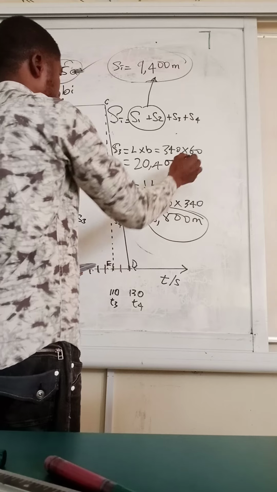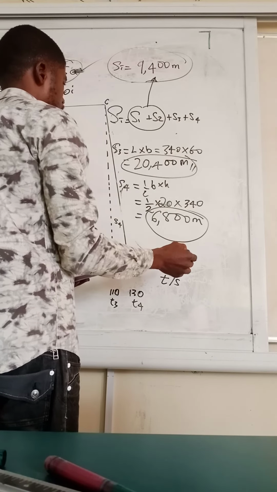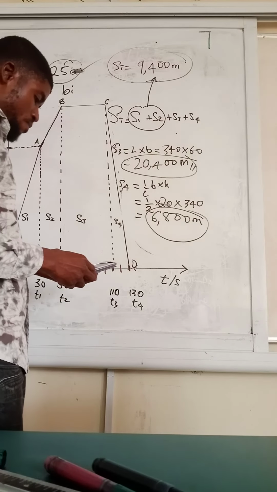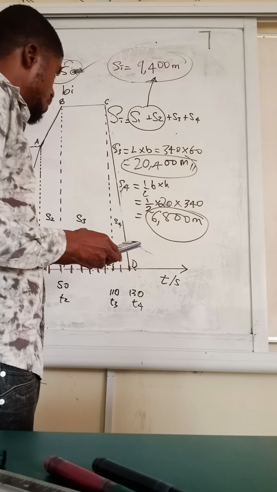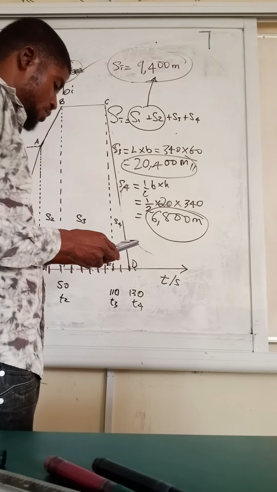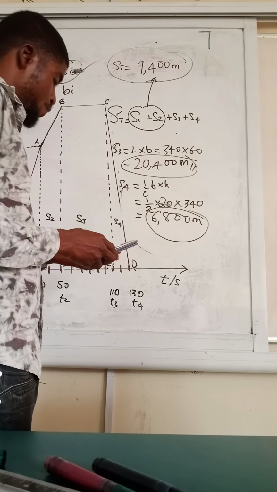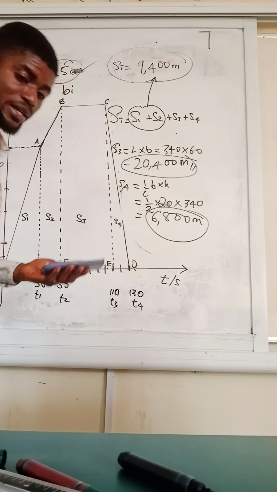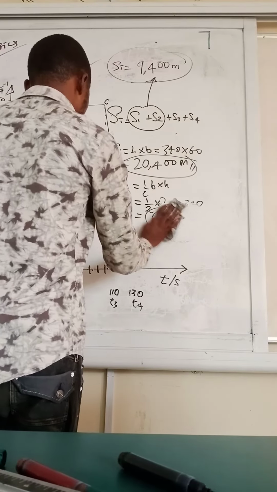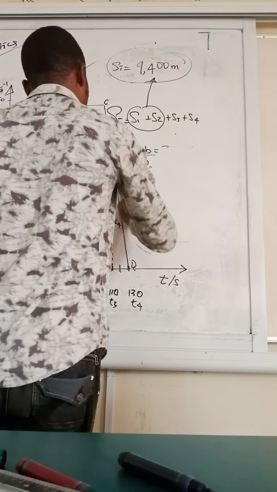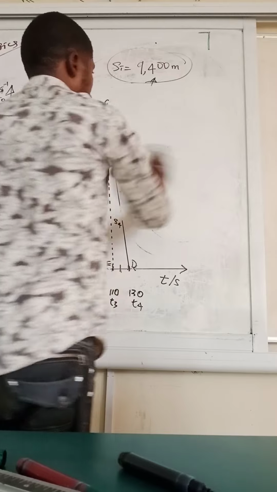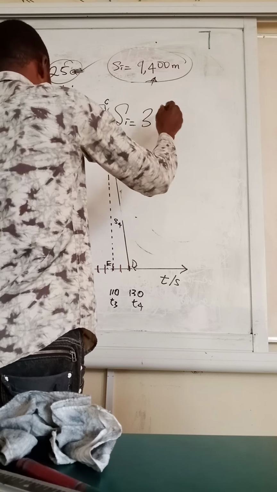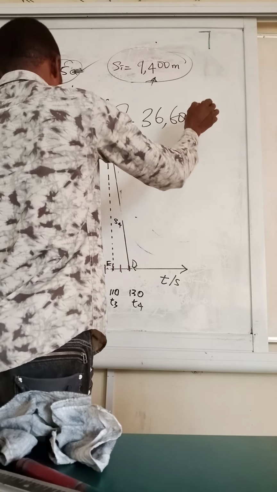So the total distance traveled is this 9,400 plus this figure plus this figure. Let's do that quickly. So we have 6,800 plus 20,400 plus 9,400. The total distance traveled by this guy is given as 36,600 meters. The total distance traveled, that is ST, is 36,600 meters.